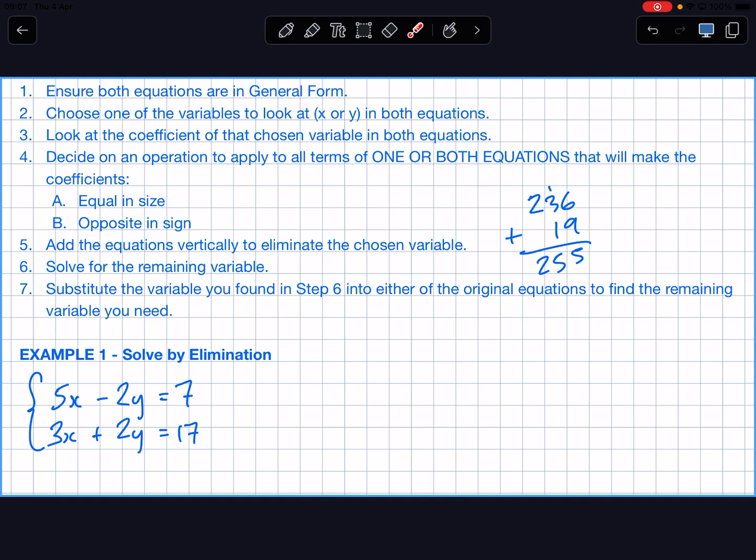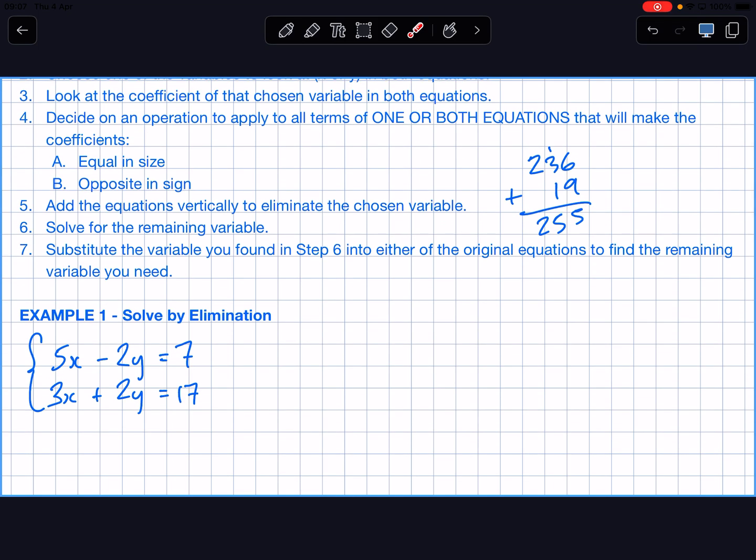Are 5 and 3 equal in size? No. Are 5 and 3 opposite in sign? No, they're both positive. So, what's the smallest number that 5 and 3 go into nicely? 15. So, what would I apply to the top equation if I wanted this to be 15? Times it by 3. What would I have to times the bottom one by to make it 15 as well, but negative? Opposite sign, yes? Negative 5. Good. Times by negative 5. So I'll do that.